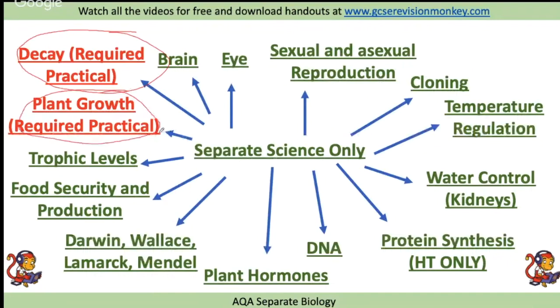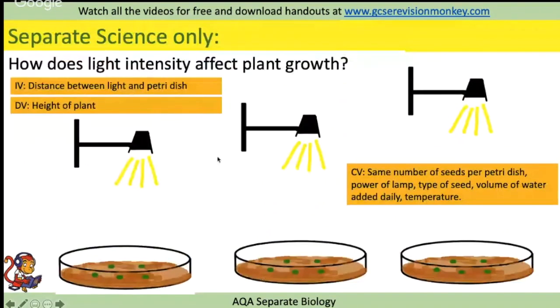So we'll talk about plant growth first and decay a bit later on. With plant growth, you're just changing one factor, like light intensity or light direction, and seeing how that affects plant growth. So, nice and easy practical for this one. You'd have the light at different distances.